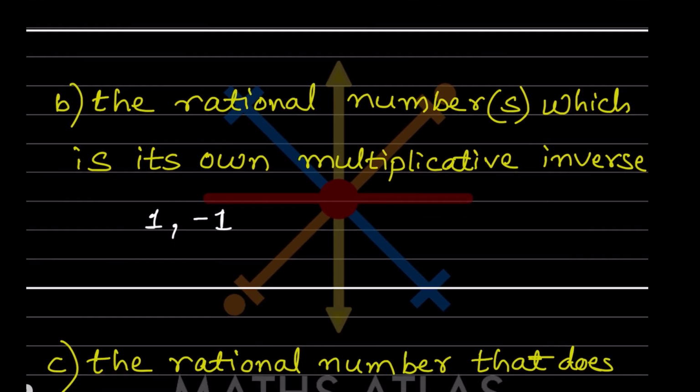The rational number or numbers which is its own multiplicative inverse. Multiplicative inverse means if we are writing 1, then the reciprocal of 1 is 1 divided by 1, which is going to be 1. If we are writing minus 1, and we take the reciprocal, 1 divided by minus 1, that is going to be minus 1. So which are the two numbers? 1 and minus 1 are their own multiplicative inverse. Hope you got this one.